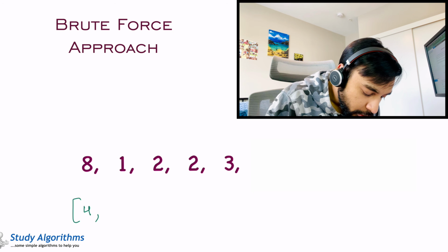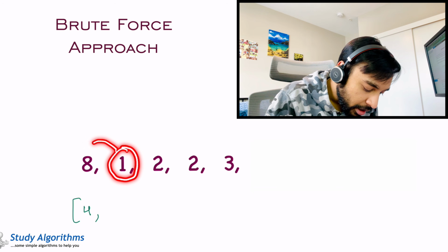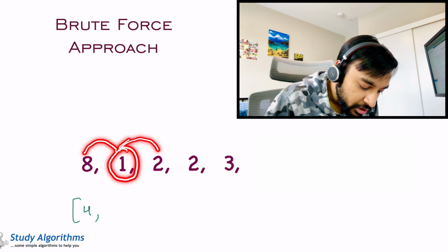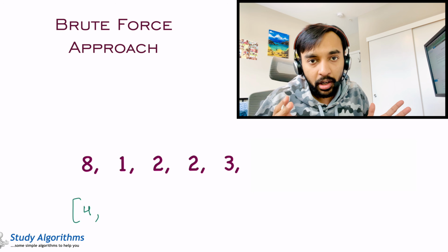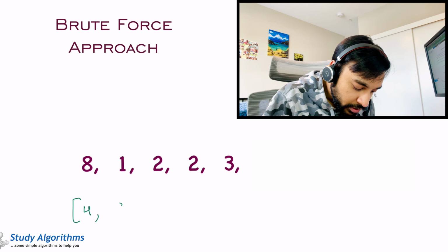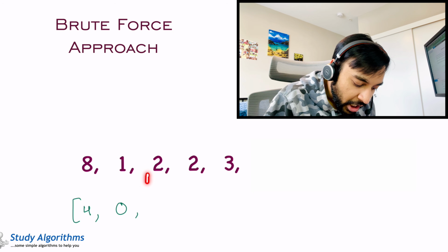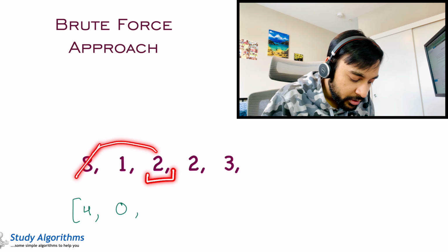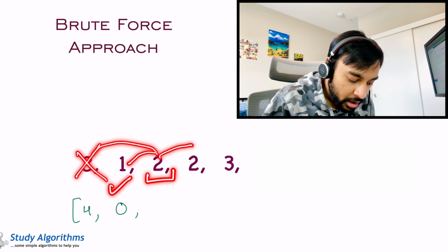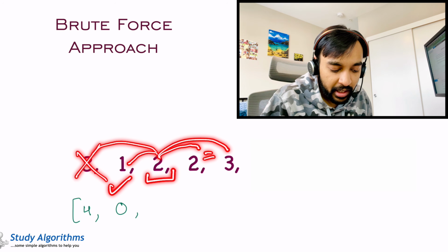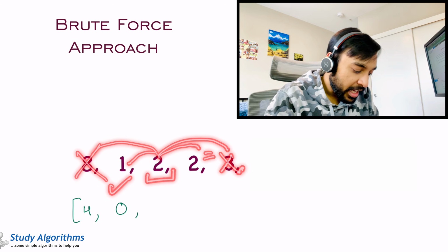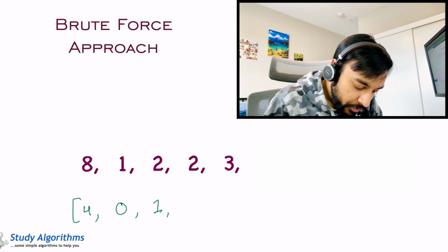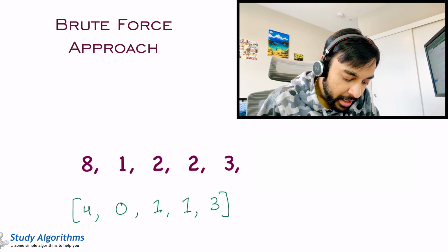Now, moving on, you start with element number 1 and you will compare it with 8, it's not smaller, 2 is not smaller, 2 is not smaller, 3 is not smaller. So none of the elements were smaller, right? So you will write down 0. Going ahead, you start with element number 2. 8 is not smaller, 1 is smaller, 2 is equal, and then 3 is again not smaller. So you could only find one element, right? And thus you will write down 1 over here. Similarly, you will get 1 again, and you will get a 3 over here. This will be your answer.